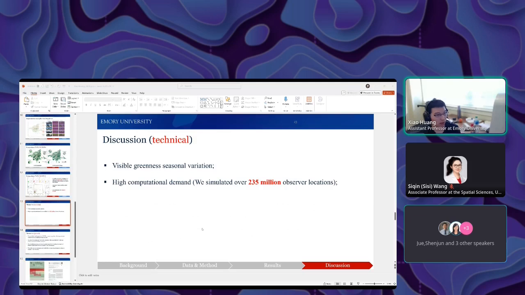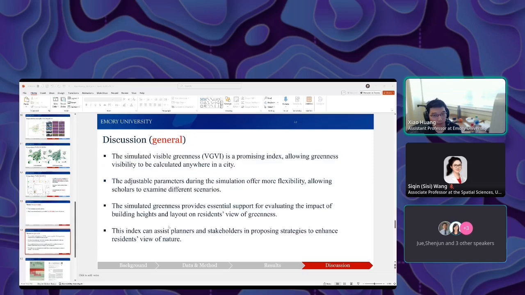Our resolution is at the 1 meter level, so we have to simulate 235 million observation locations in our study area just to have the map I just presented. The simulation framework has to run in a high performance computing environment, and we're now developing strategies to mitigate this computational demand.